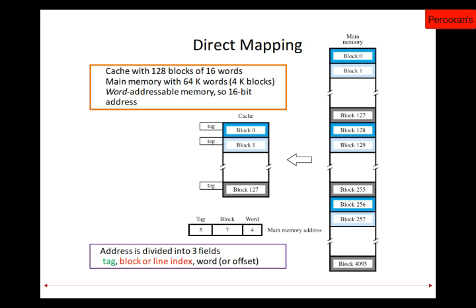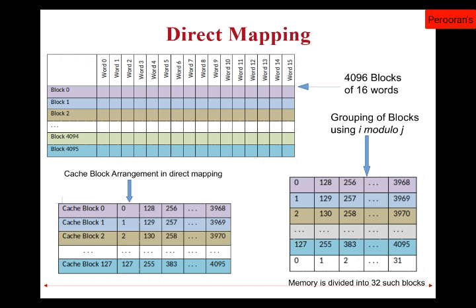The advantage of direct mapping is that it is very easy to implement, but the problem is it is not very flexible. Why is it not flexible? I will tell you the reason. Go to the previous slide. In this diagram, you can see that in cache block 0 you can place either main memory block 0 or main memory block 128 or main memory block 256, like that. Any of these blocks can be accommodated in cache block 0.